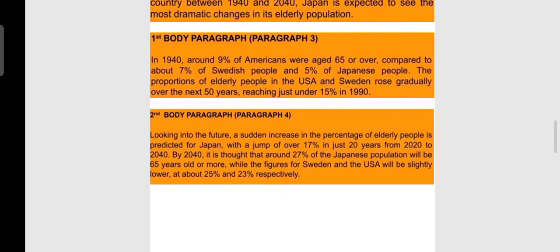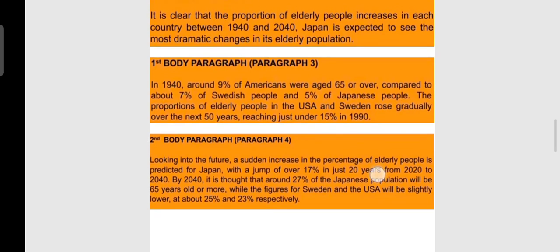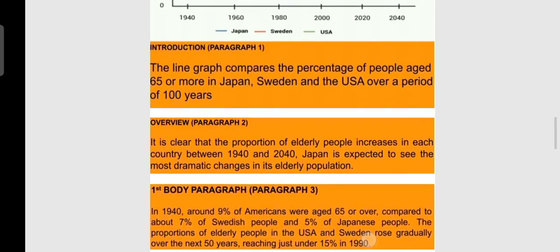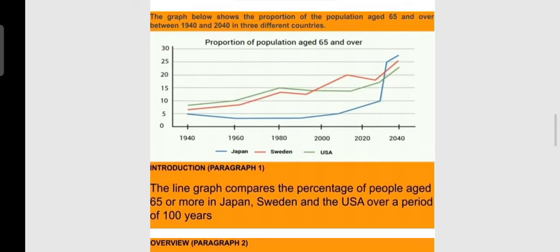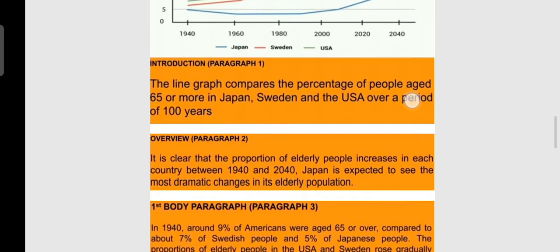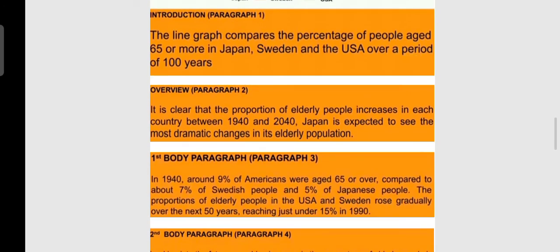In 1940 around 9% of Americans were aged 65 or more. You can see in the green line, which is for the USA, that 9% of people were aged 65 or over, compared to about 7% of Swedish people and 5% of Japanese people. You can start with the lowest number going to the highest one, or we can start with the highest and come down to the lowest one.